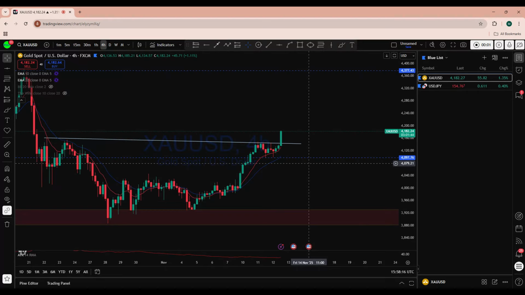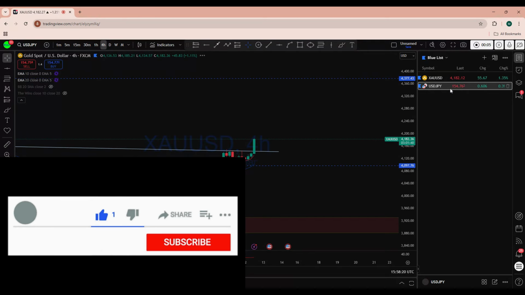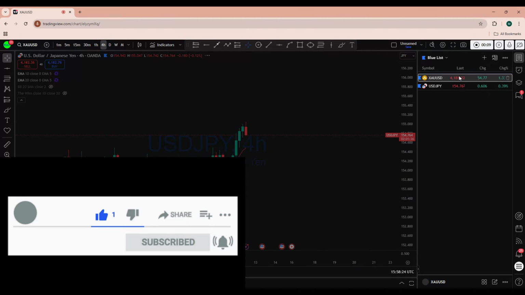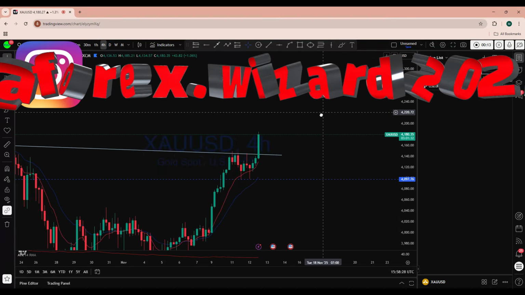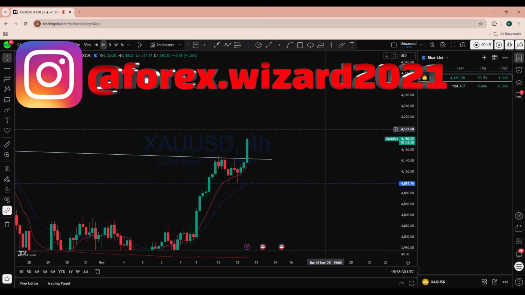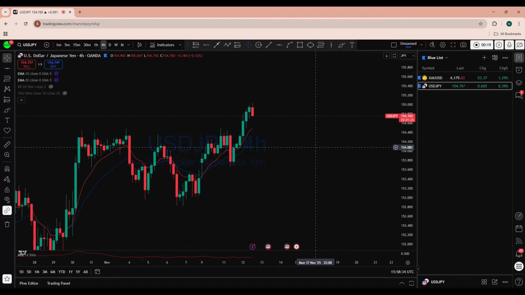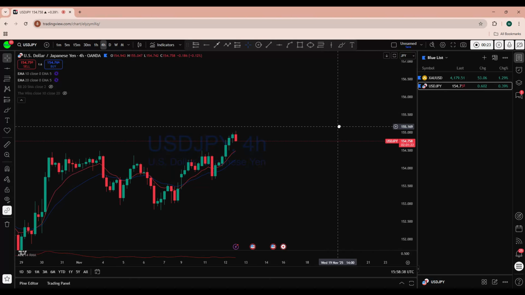Hello trader, this is a complete multi-time frame analysis on gold and dollar yen. Both of these instruments, after a short consolidation, have started to move again in the major direction of the trend. So starting first with dollar yen, and then we will also look at gold, how we can find our next trading opportunity in this market.